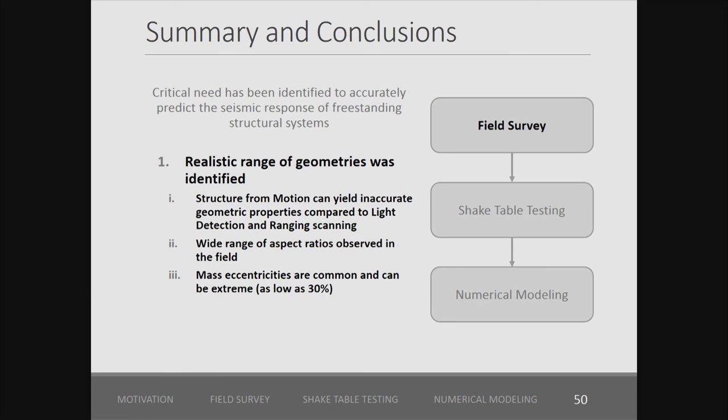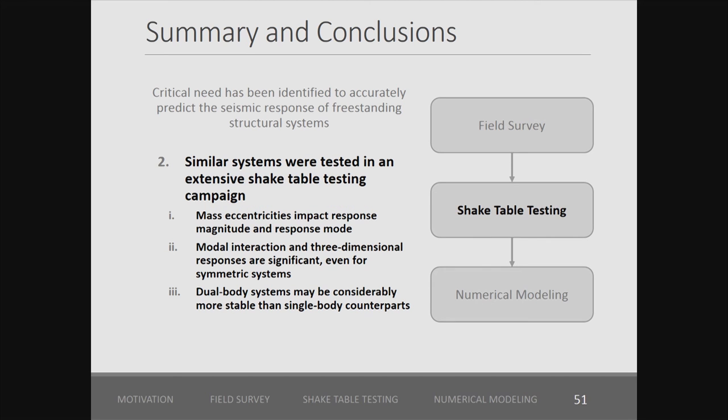The field survey further emphasized a very wide range of aspect ratios and eccentricities that can be encountered for freestanding structural systems. The results of this field survey then helped to guide two phases of shake table testing, which accounted for this very broad range of geometry. In these tests, mass eccentricities were shown to have a very significant impact, not only in terms of the response magnitude, but also in terms of the response mode. Furthermore, multiple modes and modal interaction were quite frequently observed, and this was significant even for cases of planar symmetry. Furthermore, dual body systems were shown to be considerably more stable than their single body counterparts.